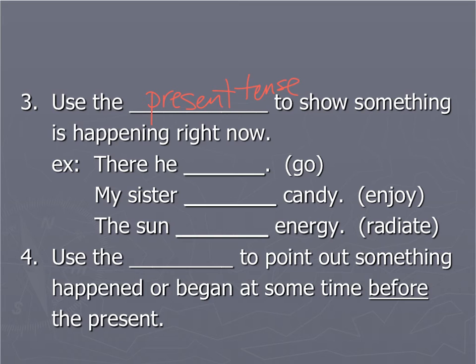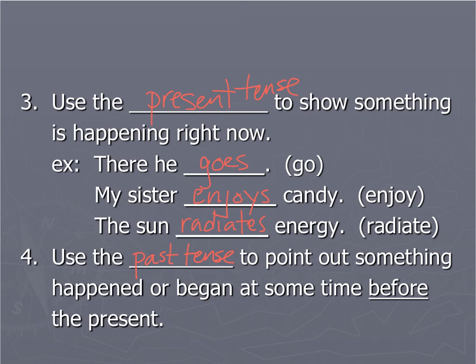So the present tense of go, there he, we're going to say goes. My sister enjoys candy. The sun radiates energy. Things that are happening now. Okay, for number 4, we're going to use the past tense to point out something that happened or began at some time before the present.